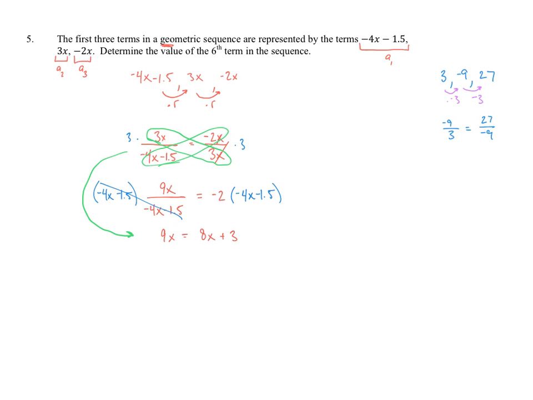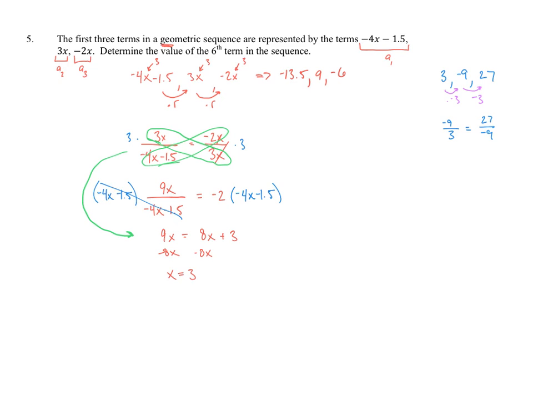Now I'm trying to solve for x, so I'll just subtract 8x minus 8x, and now I have x equals 3. Great. That's very useful because now I can take this and actually write in what the values of those three terms are. So instead of having 4x minus 1.5, I can just plug in that 3, put a 3 right there, and evaluate that and get negative 13.5. And I can do the same thing here, put in a 3 there and a 3 there, and get my terms 2 and 3.